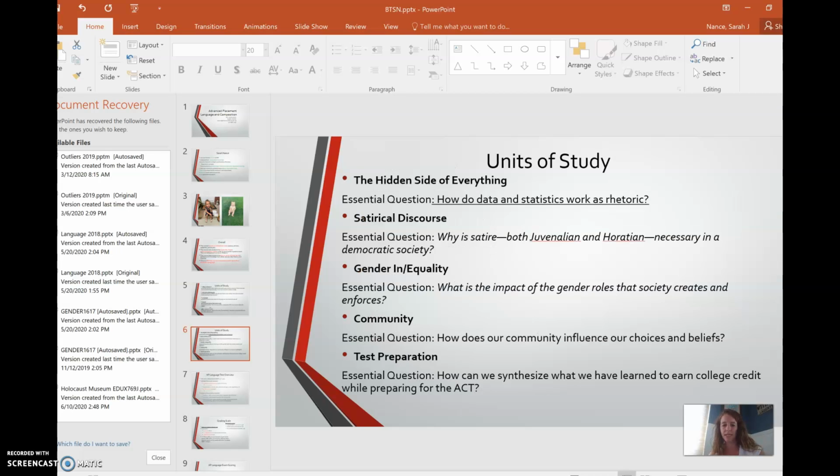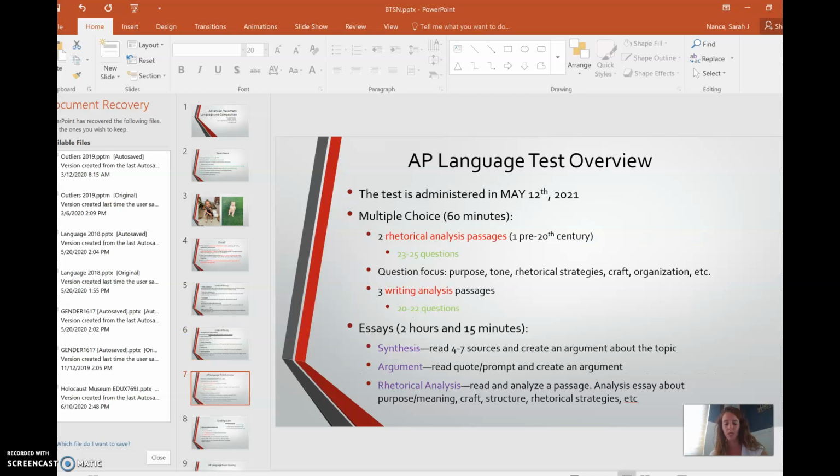We'll do some stuff on satire, gender equality, community, and what it means to be part of a community and how we respect and treat one another and what happens if we don't. And of course, we'll get ready for our tests. The AP exam, which we start preparing for right away, is May 12th, 2021. It consists of a multiple choice element, and then they have 2 hours and 15 minutes to write 3 essays, and these are the kinds of essays they have to write.